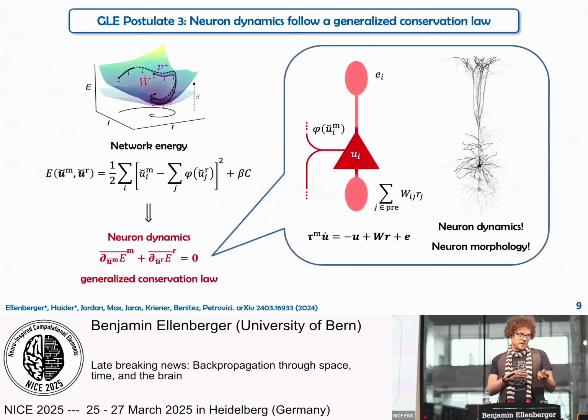The third postulate is that neuron dynamics follow a generalized conservation law. This is also what gives us this name of generalized latent equilibrium. For the sake of time, the neuron dynamics, as shown here below, has to remain a bit mysterious. But if we apply this to our energy function, what we basically get is this neuron dynamics, as you can see it here, which is very close to leaky integrator dynamics. And we can also locate all of these different parts of this dynamics in and around the neuron. So we can compute very close to actual neuron dynamics and also close to neuron morphology.